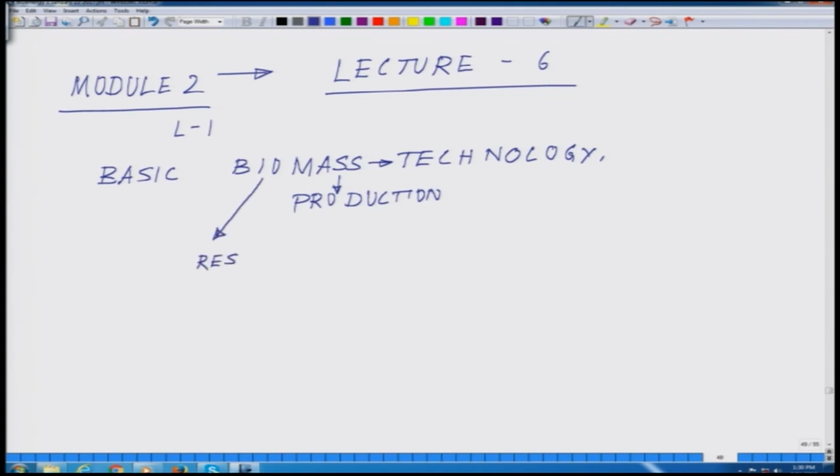What are the different resources? The most critical among all these things is to understand the biomass production process. This is what we will be dealing with significantly in the next 4 or 5 lectures. So, in terms of biomass production, the critical area will be photosynthesis.